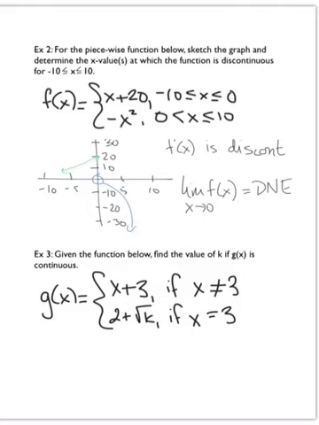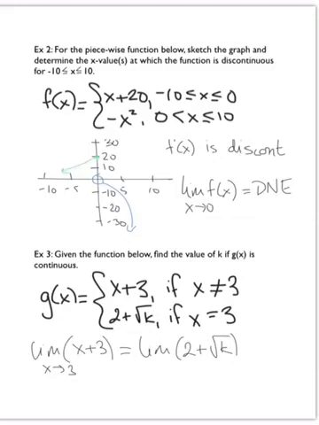So we can say that the limit of x plus 3 as x approaches 3 will have to be equal to the limit of 2 plus root k. This is assuming continuity. Now we can just sub in our values. If we're assuming continuity, we know that x is approaching a, and so we can say that 3 plus 3 is equal to 2 plus root k.